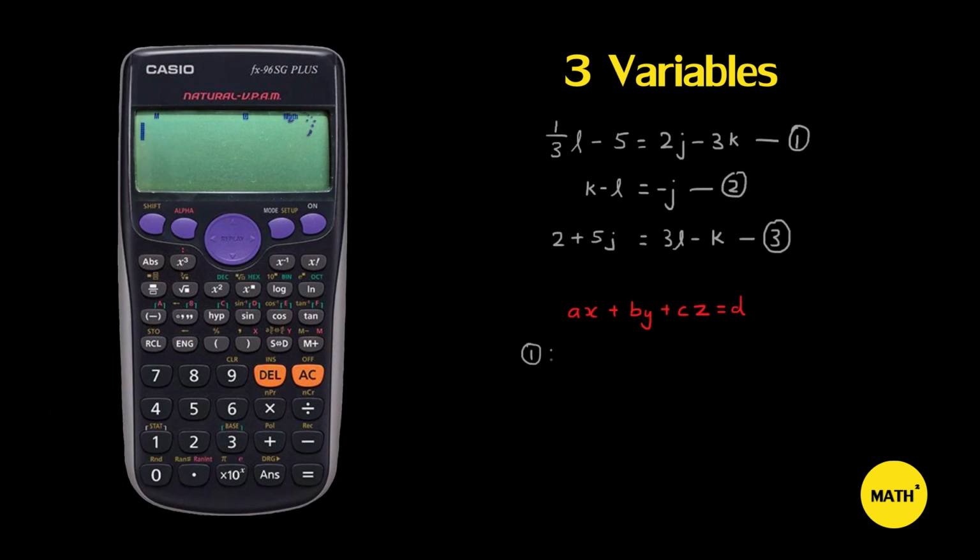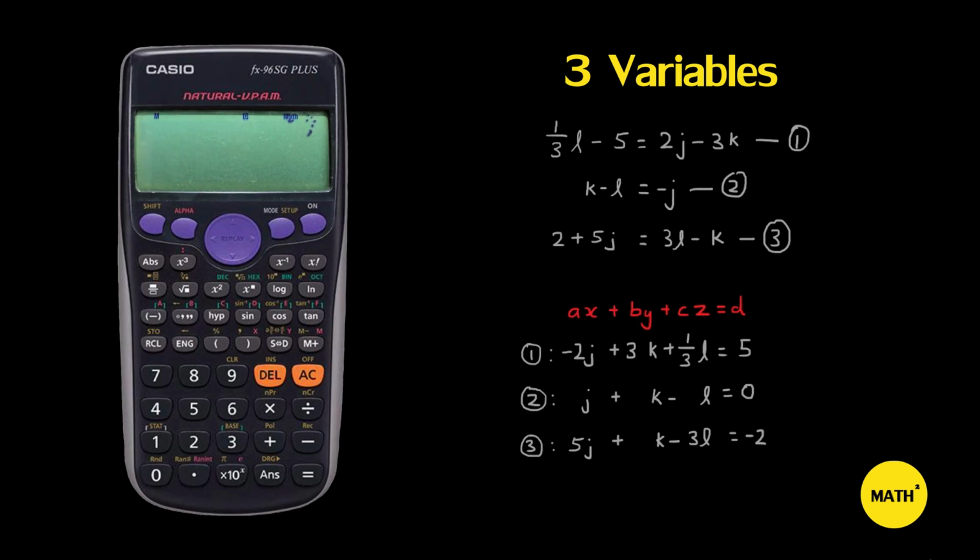Let's start with equation 1. We will shift the negative 2j and negative 3k to the left and arrange them in alphabetical order and shift the negative 5 to the right. Next, we follow the same arrangement as equation 1 for equations 2 and 3. Now that we have everything in order, we can turn to our calculator to solve these simultaneous equations.